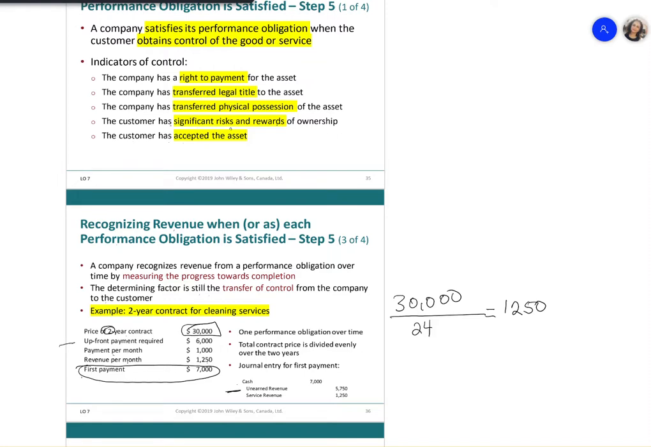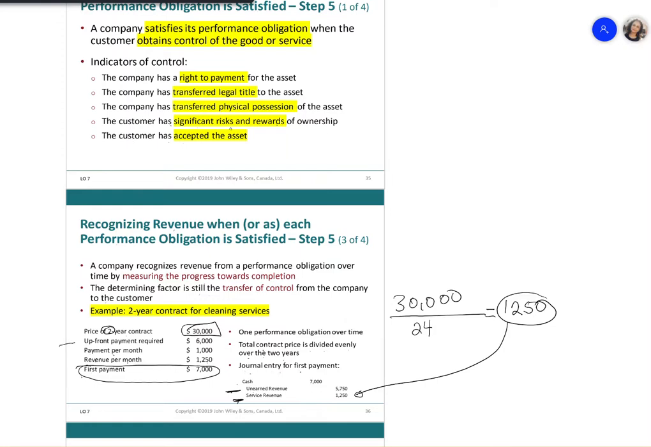Now the unearned revenue, and then we have earned revenue. In this case, $1,250 will be earned every month, and we have an unearned revenue of $5,750. When we're recording the first payments, we have to record an unearned revenue. The only revenue that can be earned is that the total price is divided evenly over the 2 years. So one obligation is filled.